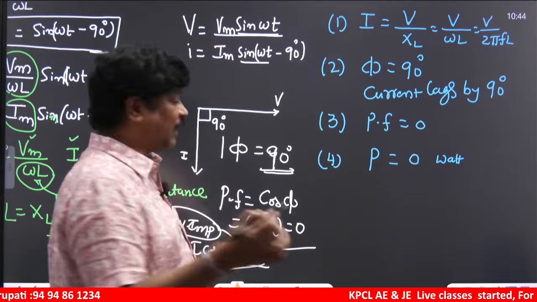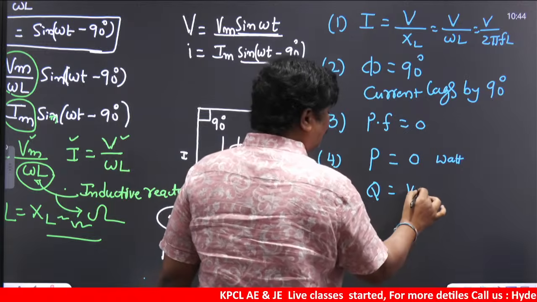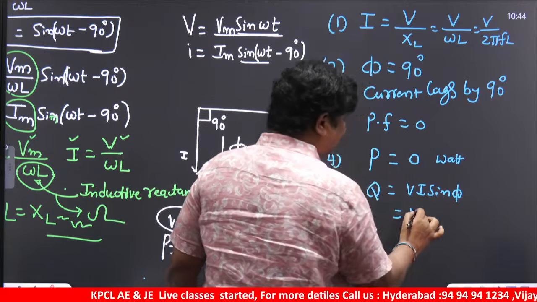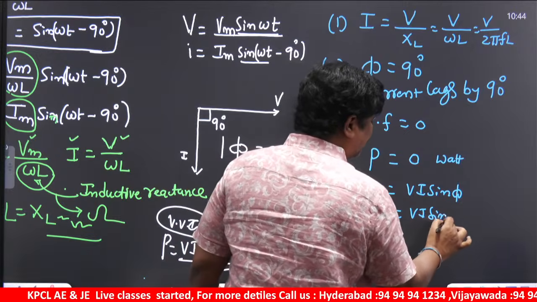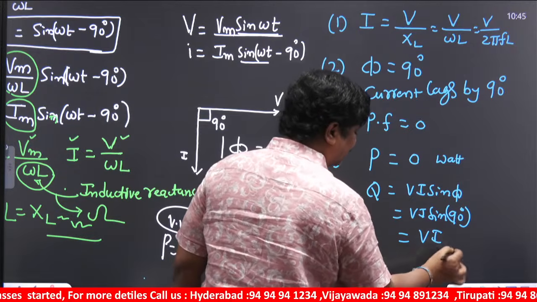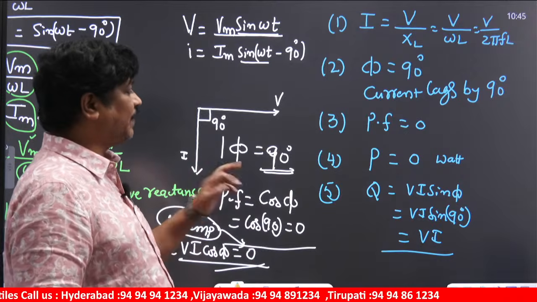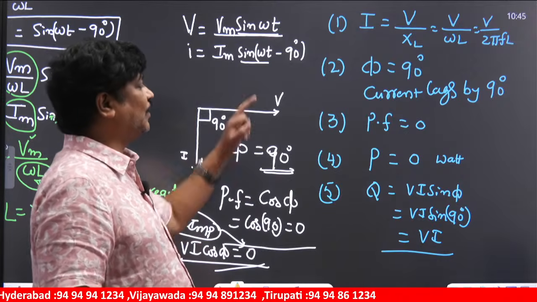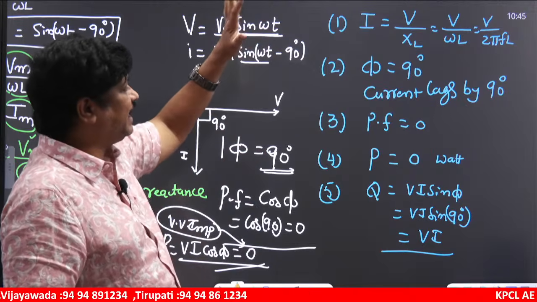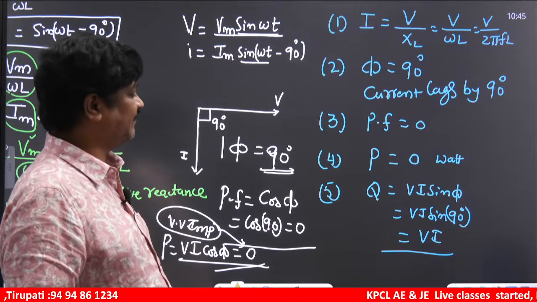So reactive power Q. What is the reactive power Q formula? VI sin phi. That is V into I into sin 90 degrees, which is equal to VI. Reactive power is VI. Active power is 0. Power factor is 0. Angle is 90 degrees. The current is given by I is equal to V by 2 pi FL.